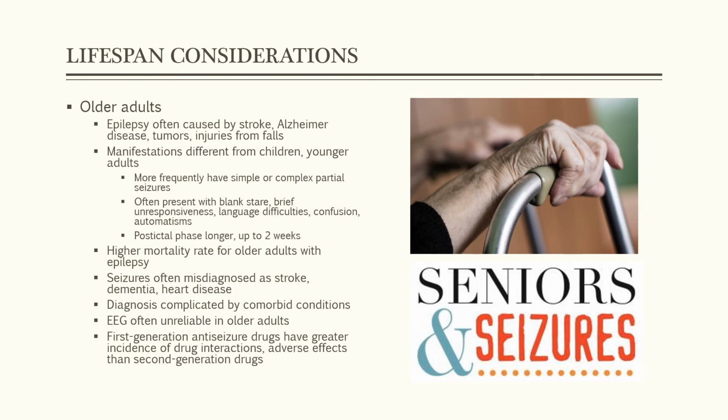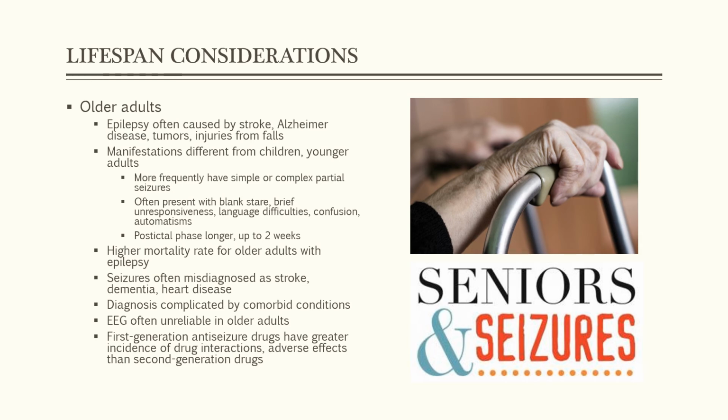The manifestations of seizures in older adults are often different from those in children and younger adults. Older adults more frequently have focal seizures rather than the classic tonic-clonic seizures. Older adults often present with a blank stare, brief unresponsiveness, language difficulties, confusion, and automatisms such as lip smacking. The postictal phase is also longer in older adults, sometimes lasting up to 2 weeks, with symptoms such as sleepiness and confusion. Older adults with epilepsy have a higher mortality rate than older adults without epilepsy.